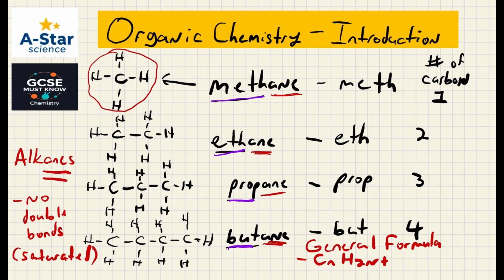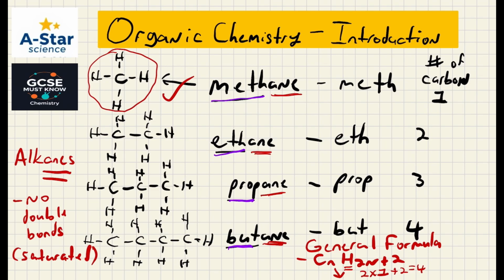CnH2n+2. In other words, if you look at methane, methane has 1 carbon. So that's going to be C1. And to find the number of hydrogens, we do 2 times 1, which would be 2, plus 2, which would equal 4. And we can see that's correct.